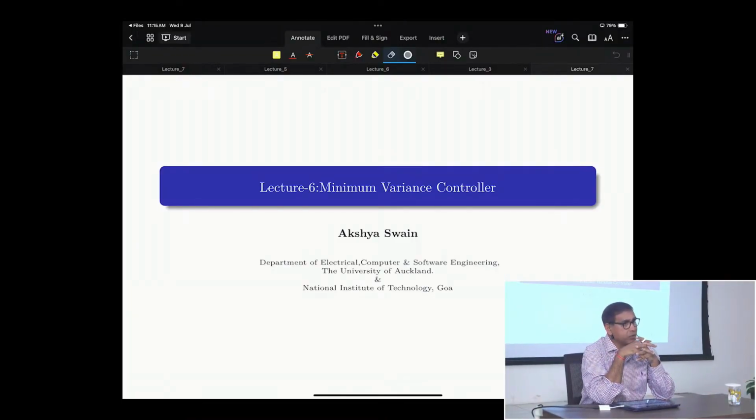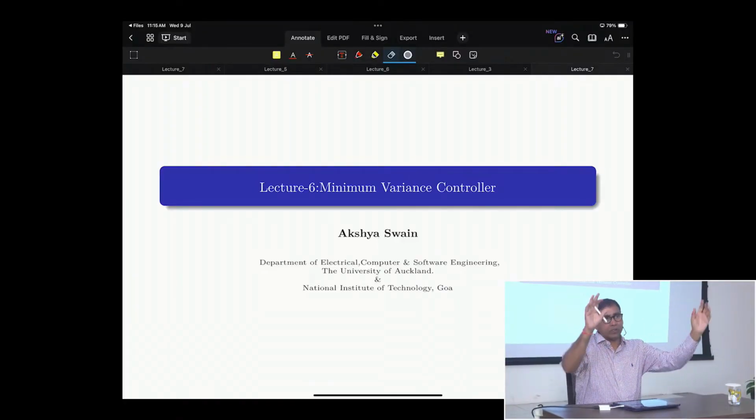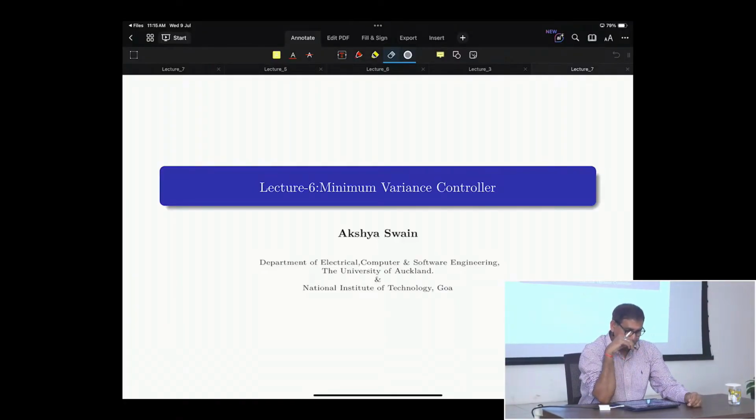Karl Åström, with one of his PhD students, developed a controller called the minimum variance controller. Later on, it was found that this is the fast predictive controller. There are many things I will tell you here, which are the basis for understanding the entire adaptive control theory.